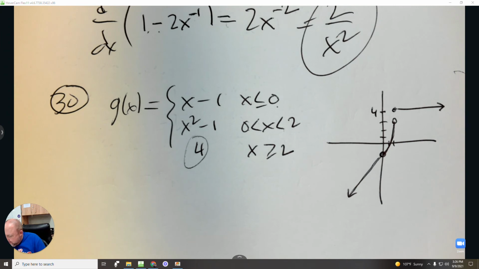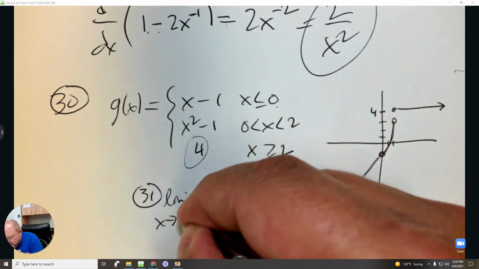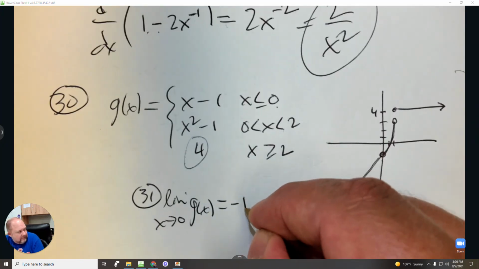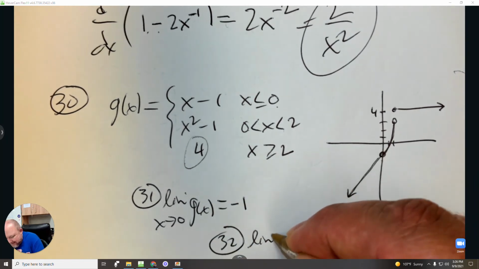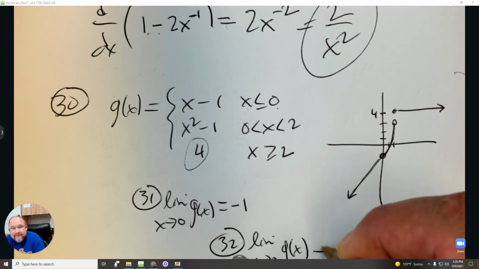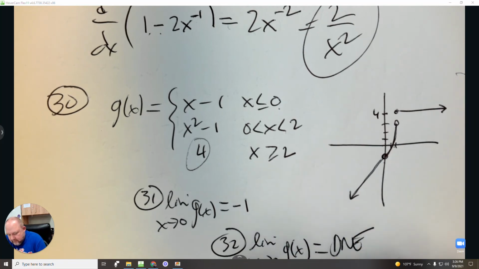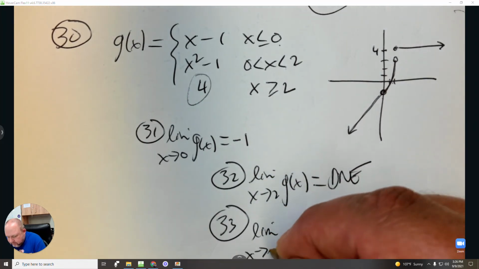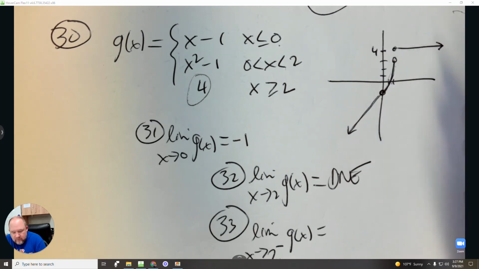The next part is, we're going to do some limit questions based on this. So what's the limit as x approaches 0 of g of x? So at 0 the value is negative 1. 32. What's the limit as x approaches 2 of g of x? So here's 2. There's a jump at 2, so it doesn't exist. 33. What's the limit as x approaches 2 from the left? So from the left, the y value here is 3.